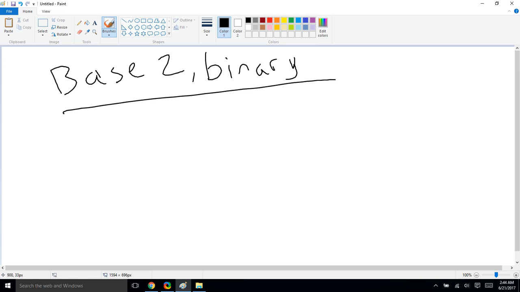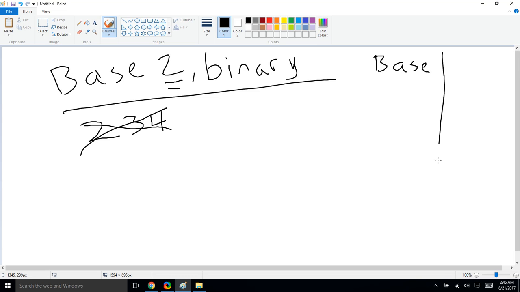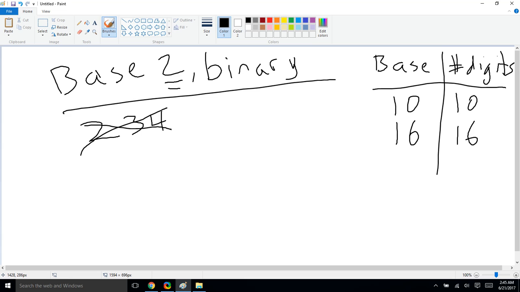Okay, the number that we started with for the other examples was 234. Question: does 234 make sense as a binary number? Base 2. The answer is going to be no. That's not a base 2 number. Whatever your base is, that's how many digits there are supposed to be. So in base 10, there are 10 digits, 0 up to 9. In base 16, there were 16 digits, 0 up to 9, and A through F. In base 2, there should be 2 digits, 0 and 1. So in binary, or base 2, it only makes sense to have numbers that are only made out of zeros and ones.